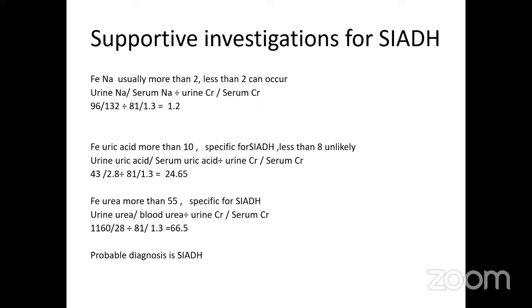Now, though FE uric acid can be a little high in pre-renal also, how you differentiate is you give saline. If the uric acid improves, that means it is not SIADH.